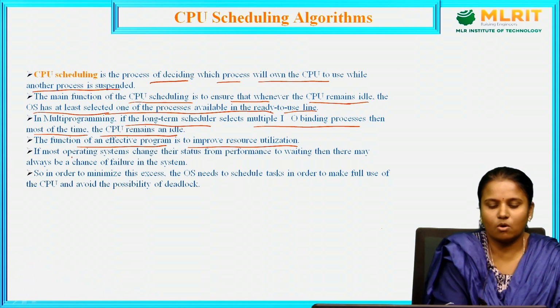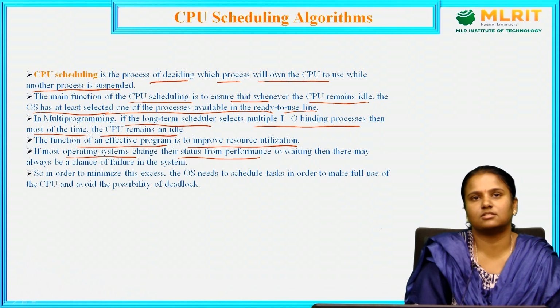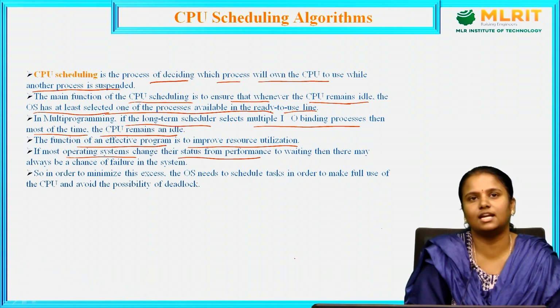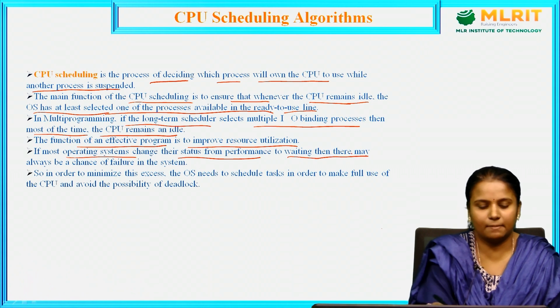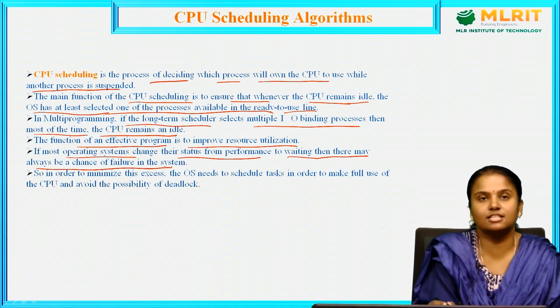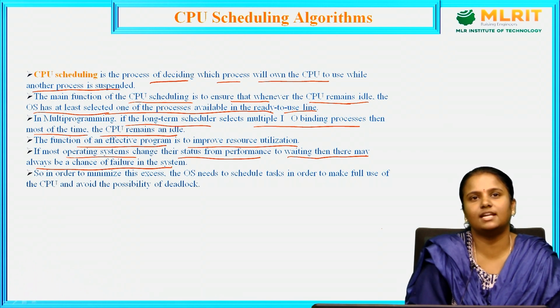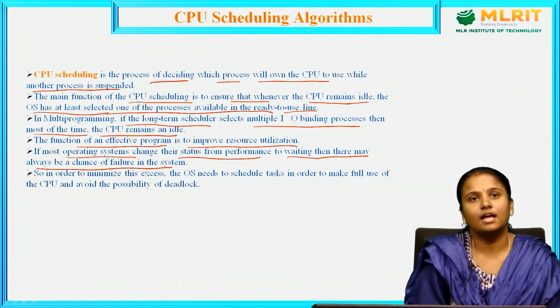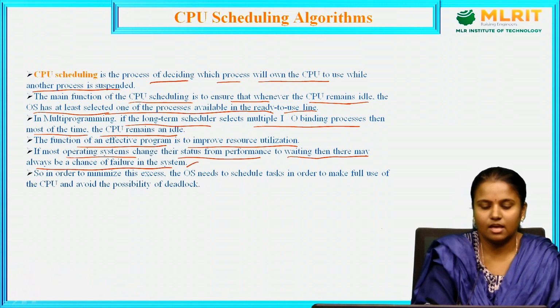Next, if most operating systems want to change their status for better performance, there may always be a chance of failure in the system. If the operating system changes its status, it may cause some failure of the system. That is how systems get attacked or fail. This is what we mean by system failure.